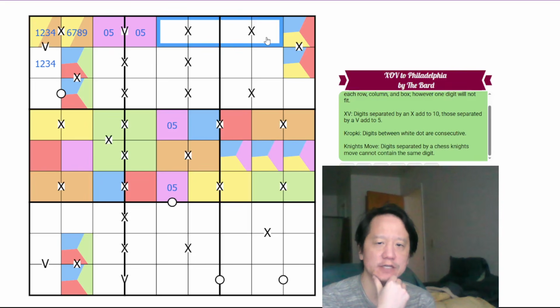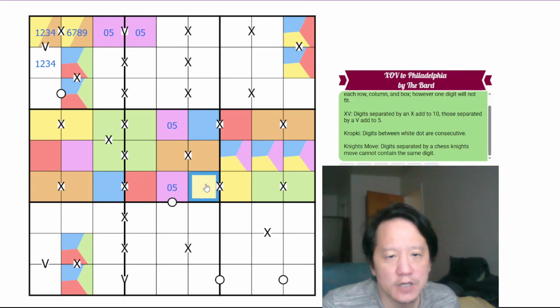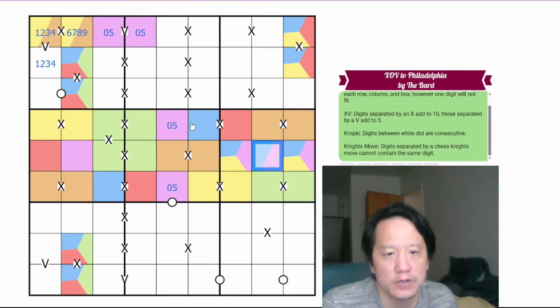Oh, we have anti-knight too. So this yellow cannot be yellow here. This blue cannot be blue here by anti-knight. So this is pink, which means this can't be pink. This can't be pink. So we have a blue-yellow pair there.